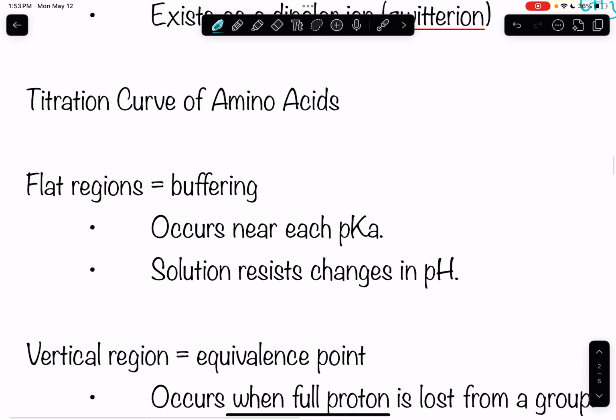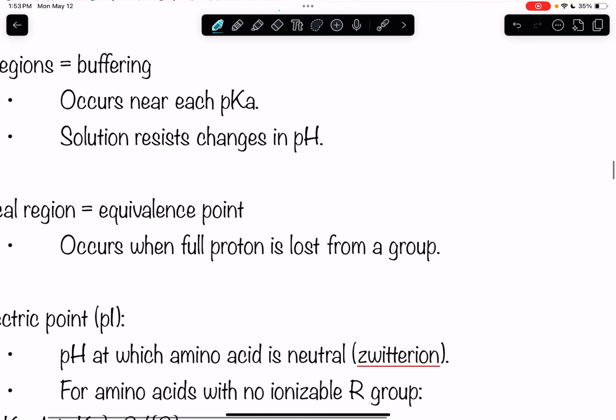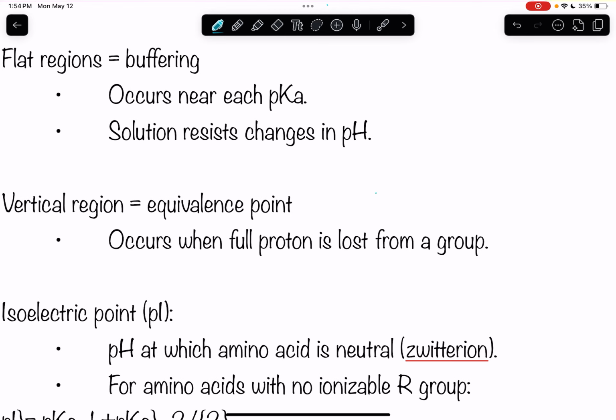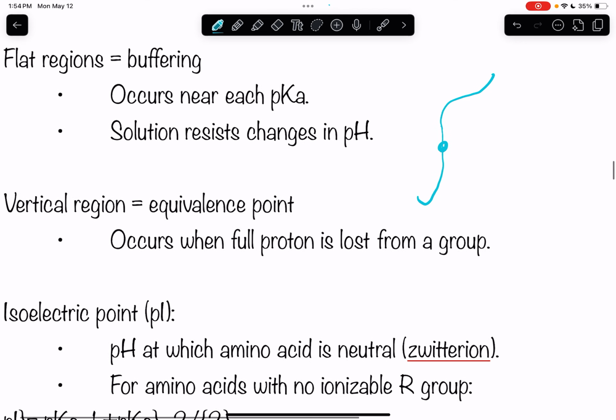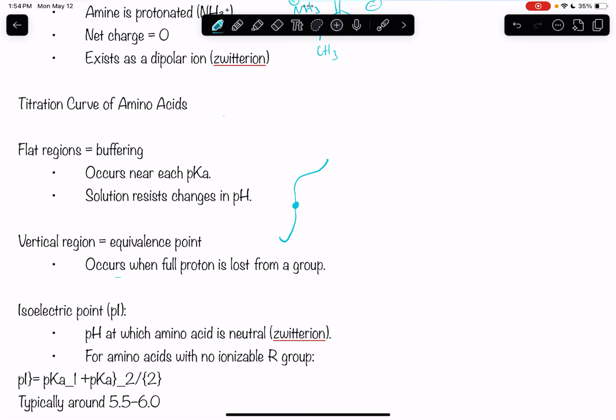Titration curve. For each pKa, you're going to see sort of like a bump. Like here, if we were on a curve, I would say, okay, this amino acid only has 2 pKas because there's only 2, right? And then if I do this, okay, this amino acid now has 3 pKas. So your vertical region would look something like this, okay? So you'll have like this and this. And that would be your equivalence point right in the middle. That occurs when a full proton is lost from a group. So that's your buffering. That's your vertical region.